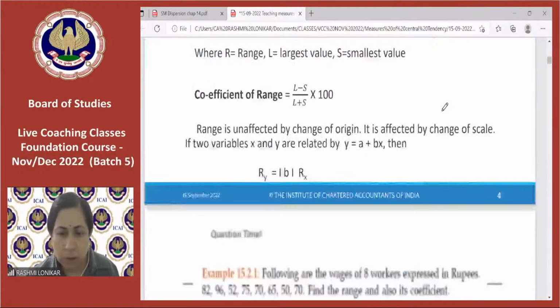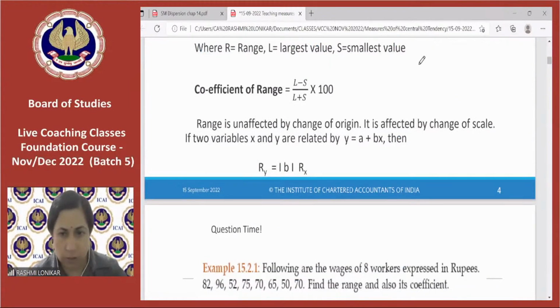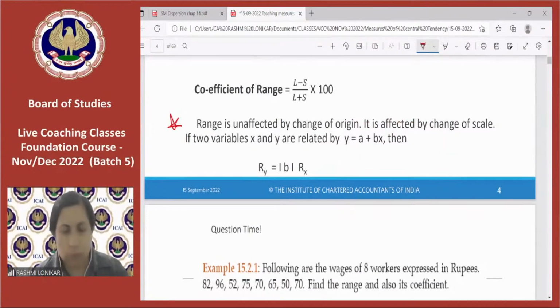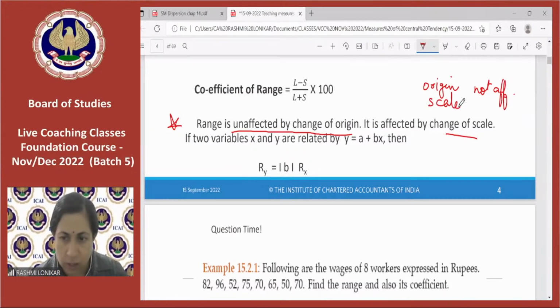Now, important property, this is important. Sometimes you get questions on this. Range is unaffected by change of origin, but it is affected by change of scale. So origin not affected, scale yes. So what is the formula when it is affected by scale?